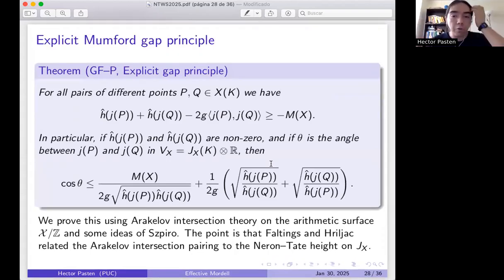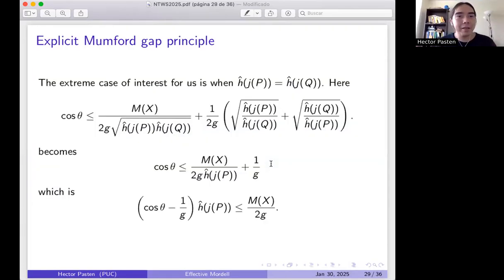The whole point is that in Arakelov geometry, there is a relation between the Arakelov intersection pairing and the Néron-Tate height. And this is a theorem by Faltings and also by Hriljac. I'm not giving the proof of this because it's complicated. Actually, this is where the magic happens. But let me analyze what this inequality is saying.